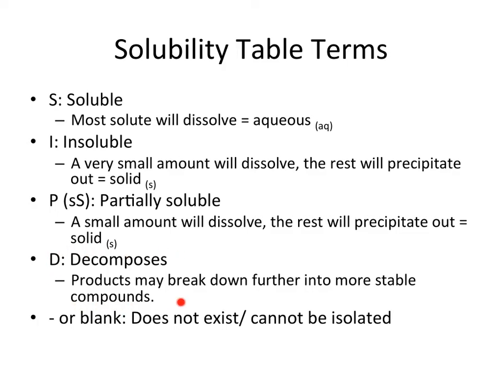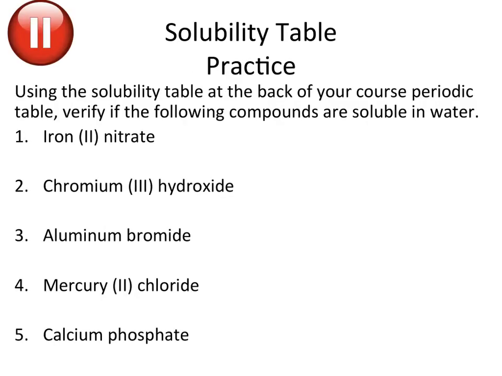We might have things that decompose, so they form more stable compounds. It might be that a copper 2 turns into a copper 1, for example. It's a little bit more stable, so it might break down. And sometimes you'll see blanks or little hyphens. These don't exist, or AKA cannot be isolated. So they might exist in solution, but when we try to isolate them, we can't really do that.